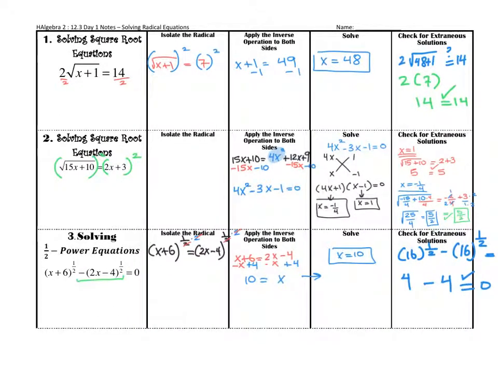Okay? So whether you have a square root or to the power 1 over 2, to get rid of the power or the square root, you square both sides. Now, remember, if it's a square root, you always isolate the radical. If you have two of those, make sure that you move each one to one side of the equation and square both sides to get rid of the power.